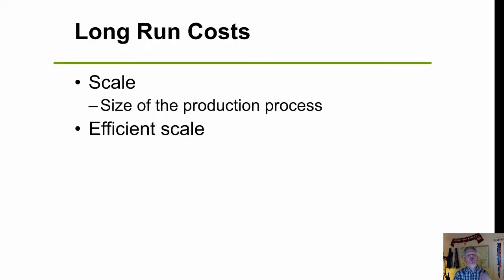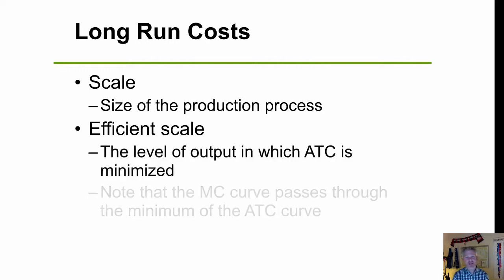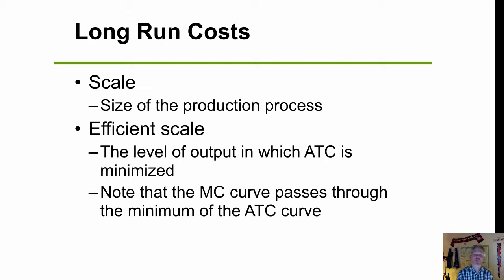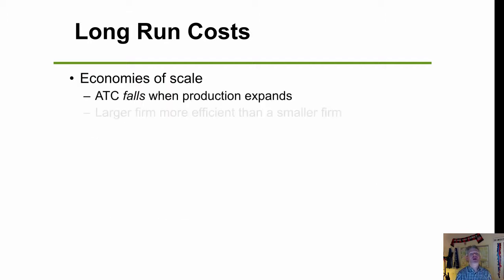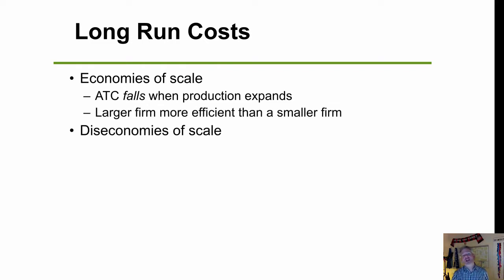So in some ways, it's going to get a little simpler for the long run cost considerations. So what is scale? Well, scale is the size of the firm's production process. The efficient scale is the level of output at which the average total cost is minimized. And that was where the marginal cost curve passed through the average total cost. That was true back in the short run, and it's going to be true here in the long run. The difference here is what's going to determine the shape of our average total cost curve is actually going to be what we call economies of scale.